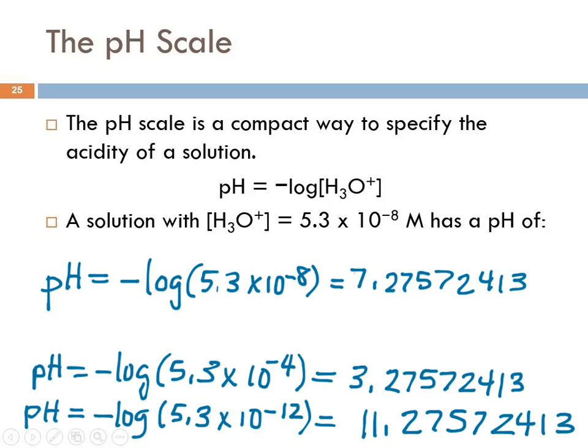So this would be 7.28, and this one would be 3.28, and that guy down there would be 11.28. We don't want to misrepresent the accuracy of our information when we record the results of calculations. Any questions?